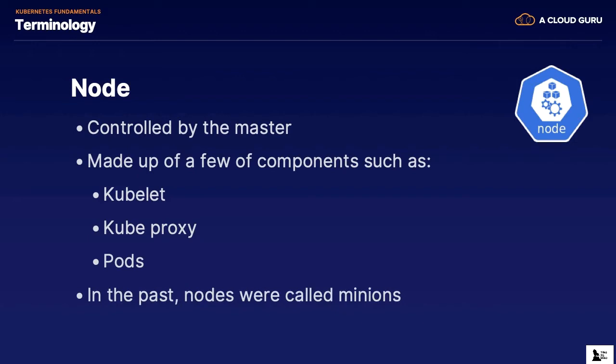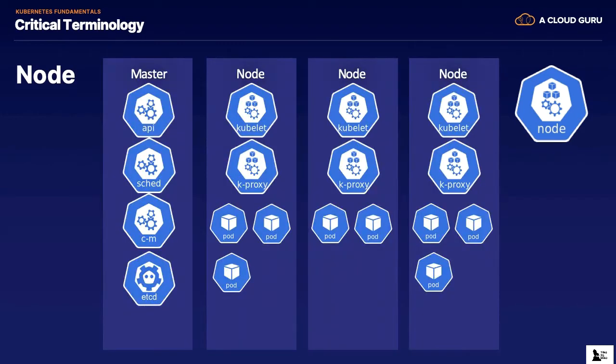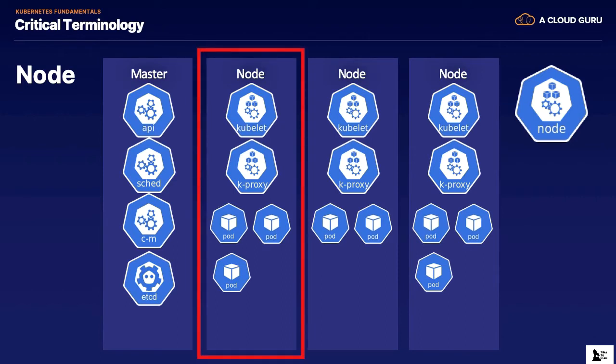And it's important to note that in the past, nodes were called minions, a name that I like much better than simply node. So if you see any old documentation or content that refers to Kubernetes minions, just know that they're talking about nodes. A node is a single host, and it could be a physical host or a virtual machine, and it could also run either on-premises in your data center or up in the cloud. If we look at our diagram here of the master with 3 nodes, you can see that's an example of a node running the kubelet, kube-proxy, and in this case, 3 pods, which contain our containerized workloads.